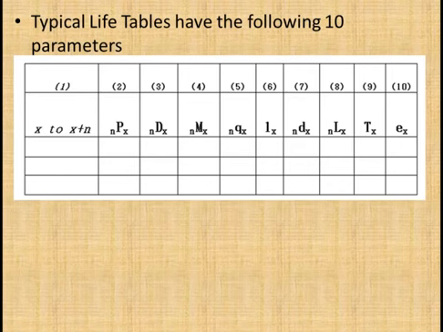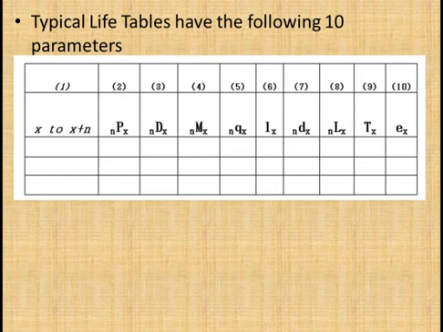Lx is a hypothetical population, the number alive at the beginning of age x. Normally in a life table, it's given as 100,000 as the beginning population of a life table, and it's known as the radix.